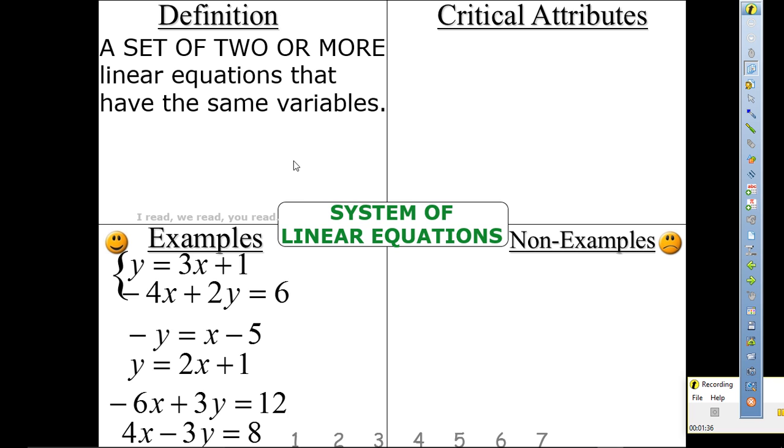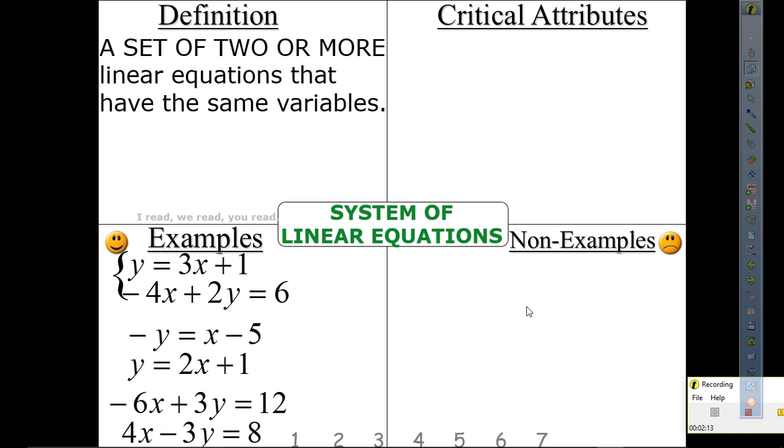Look up to the screen, please. It says a system of linear equations is a set of two or more linear equations that have the same variables. So here's one way they present it, using a bracket. Then they show you y equals 3x plus 1, negative 4x plus 2y equals 6. Since we have two here with the same variables, this is a system. Look at this next set. Do they use a bracket? No, but since they give you two of them with the same variables, it is a system. Are we there so far?